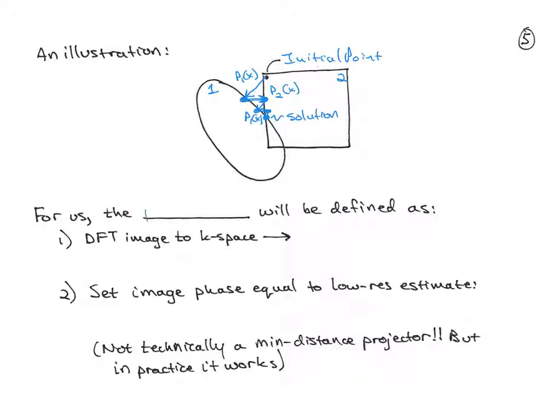So for us, these projector functions P1 of x and P2 of x will be defined as DFTing the image to k-space. Sorry, for set 1, that is the set of images that correspond to the acquired data. What we'll do is DFT the current estimate of the image to k-space, and then replace the data in the acquired k-space locations with the original data.